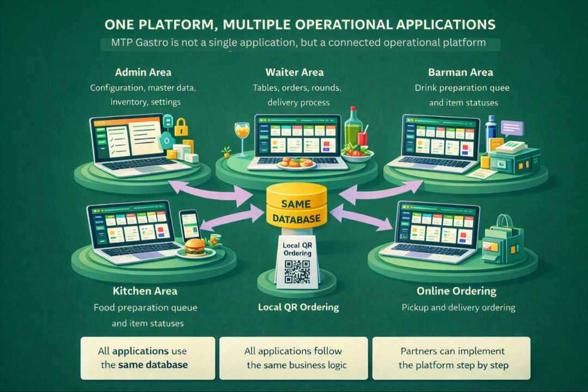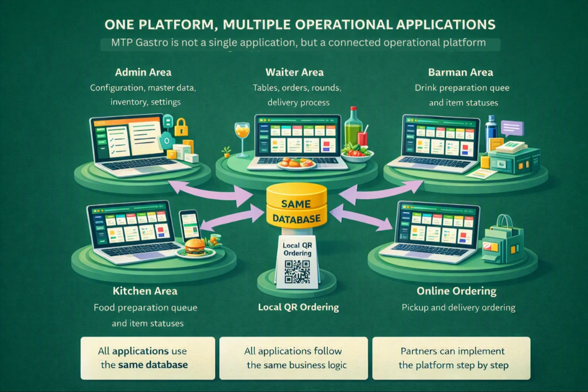The sixth application is the online ordering system. This is the restaurant's online ordering platform for pickup and delivery. Customers access it through the restaurant's website or a direct ordering link. Even if it serves a different business scenario, it uses exactly the same products, pricing, and operational rules as the local QR ordering system. These are not independent systems. They are different operational interfaces built on the same platform. They share the same master data, the same workflows, and the same operational processes.